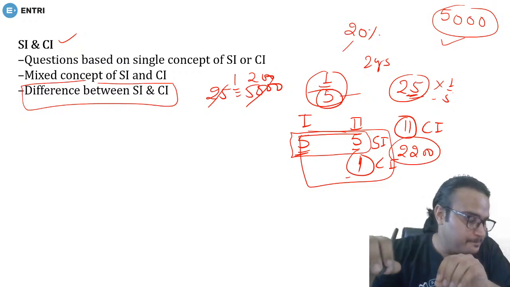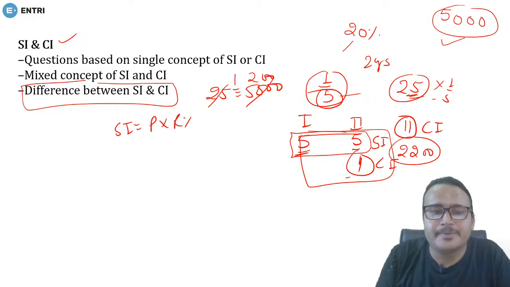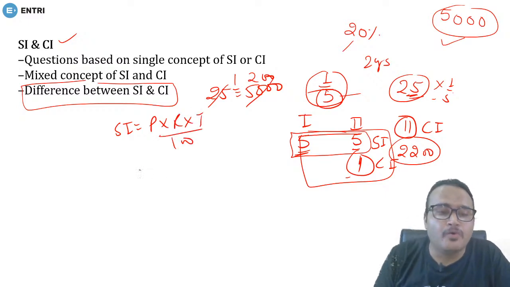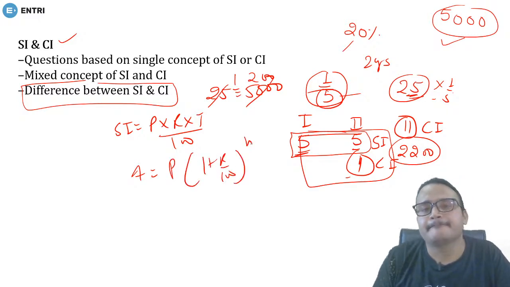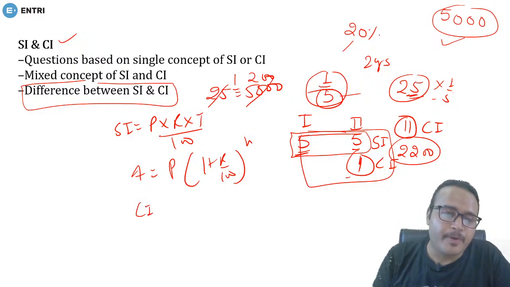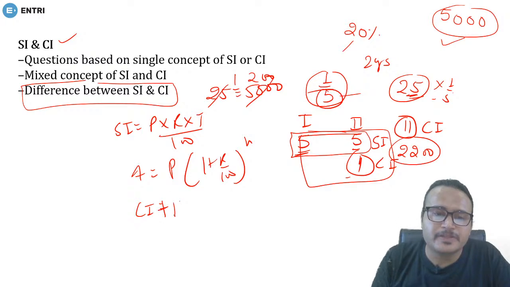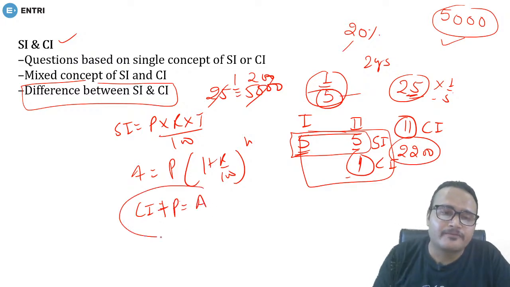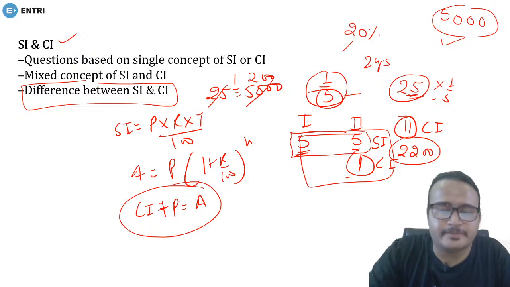Also, I will personally suggest you must go with the formula. Like SI is what? PRT by 100. And amount is what? In case of compound interest, P into 1 plus R by 100 to the power n. Okay, and we know that compound interest is what? Your compound interest plus principal together will make the amount. Okay guys, this is only the concept in SI and CI.